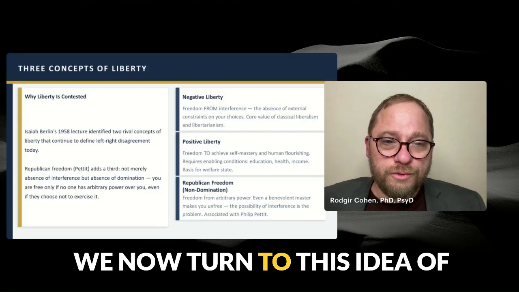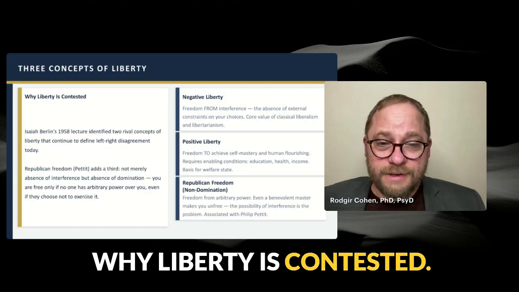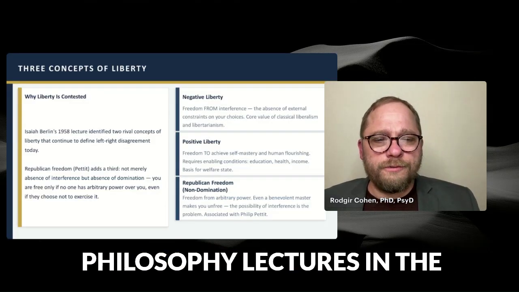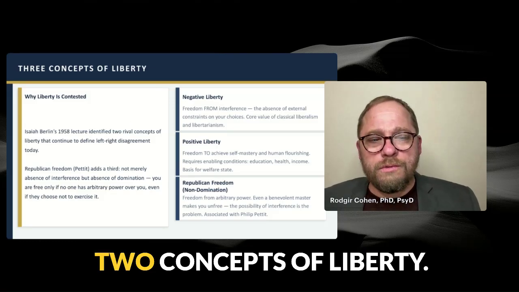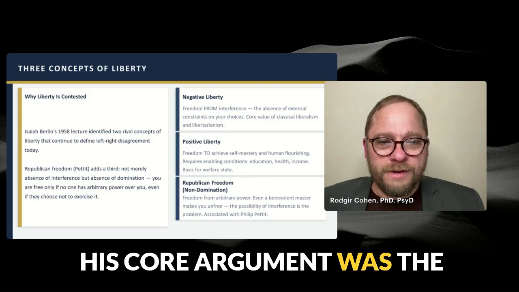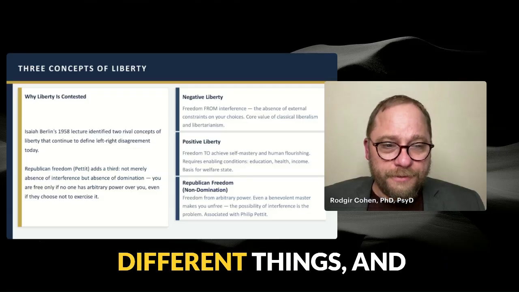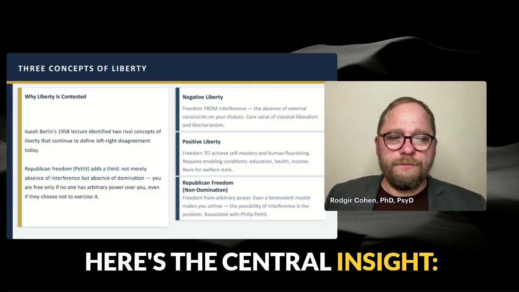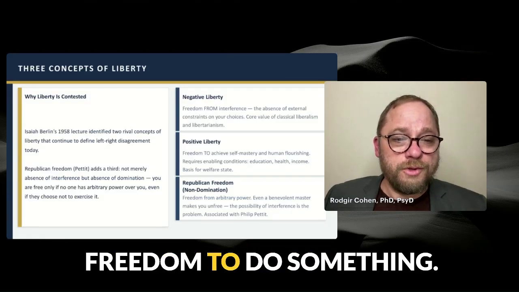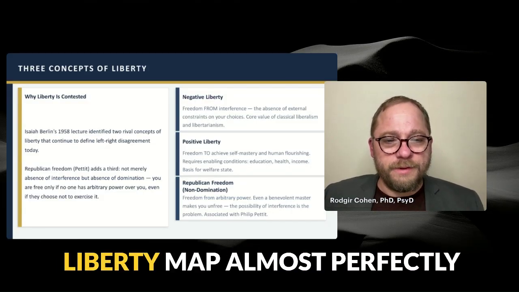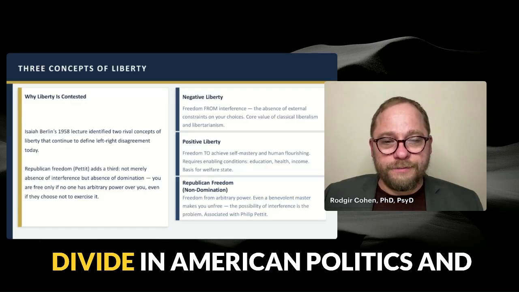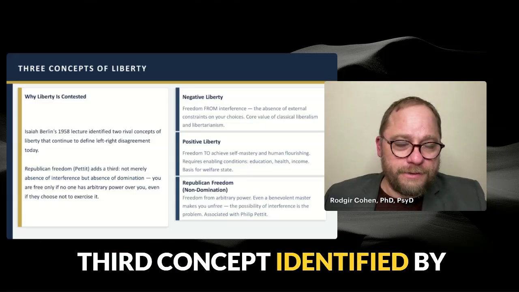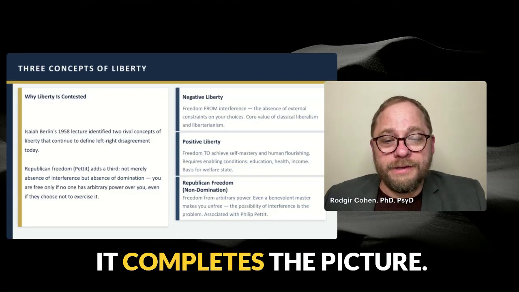We now turn to this idea of why liberty is contested. Isaiah Berlin was a British philosopher who, in 1958, delivered one of the most influential political philosophy lectures of the 20th century, called Two Concepts of Liberty. His core argument was that the word liberty is used by people who mean fundamentally different things, and confusing those things means political disaster. Here is the central insight: freedom from something is not the same as freedom to do something. These two concepts of liberty map almost perfectly onto the left-right political divide in American politics and most Western democracies. I'm going to add a third concept, identified by Philip Pettit, because I think it completes the picture.